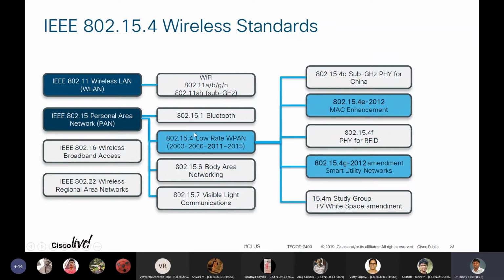We are mainly concerned only about 802.15.4. And then you have another increment on this, which is 802.22. That is again not something that we are interested in. This is for regional area networks. We are only interested in 802.15.4. This one. Okay.